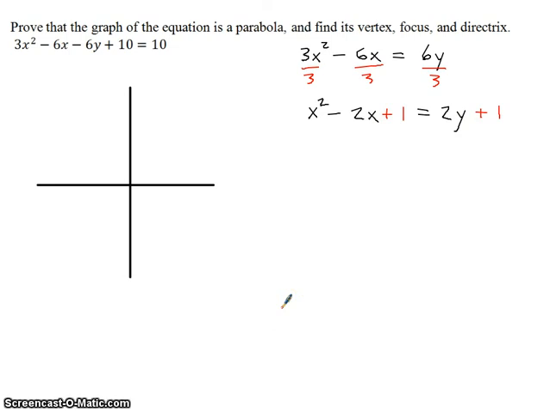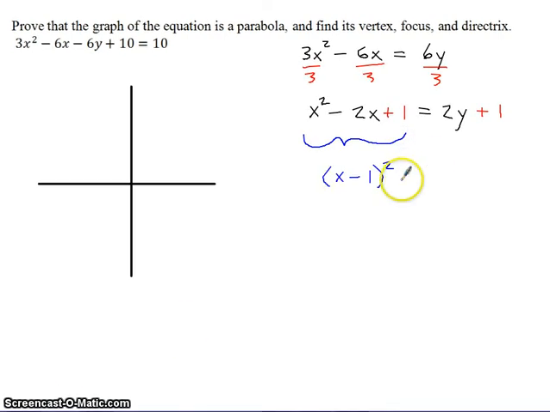And what that does for us is that gives us on the left a perfect square trinomial. And on the right, we have to factor out a 2 in order to put this in the form of the equation of a parabola. So let's factor out the 2. Okay, so I've put this equation in the form of a parabola, and this gives us the ability to identify the vertex, the p-value, which will enable us to find the focus and the directrix.